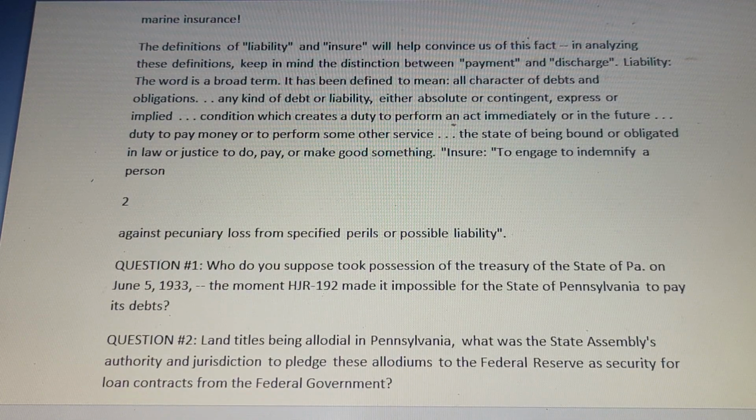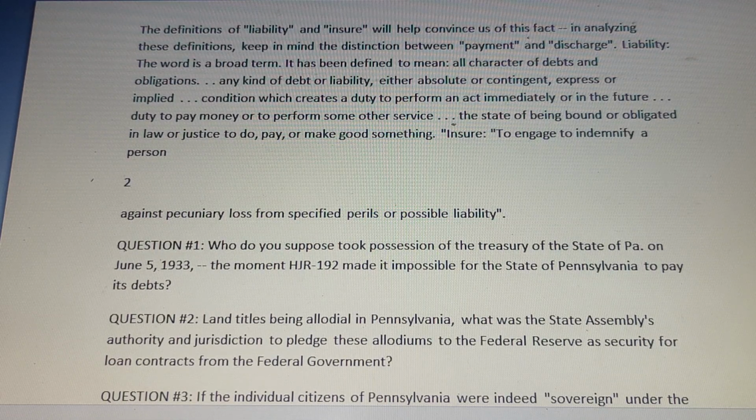The definition of liability and insurer will help convince us of this fact. In analyzing these definitions, keep in mind the distinction between payment and discharge. Liability, the word is a broad term. It has been defined to mean all character of debts and obligations, any kind of debt or liability, either absolute or contingent, express or implied, condition which creates a duty to perform an act immediately or in the future, duty to pay money or to perform some other service, the state of being bound or obligated in law or justice to do, pay, or make good something.